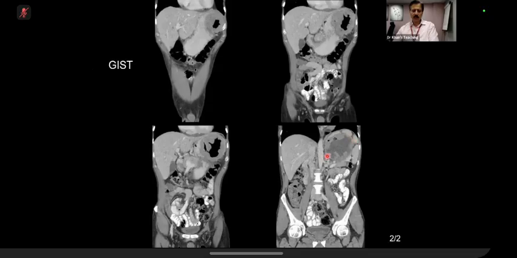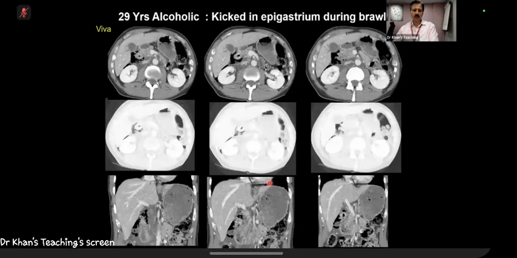Actually, unfortunately, this patient, about 2 weeks after this CT, a surgery was being planned, but a few days before the surgery, this just burst open and the patient died. So this is an exophytic GIST. Now, this is your last film, and rather this is your second last film.